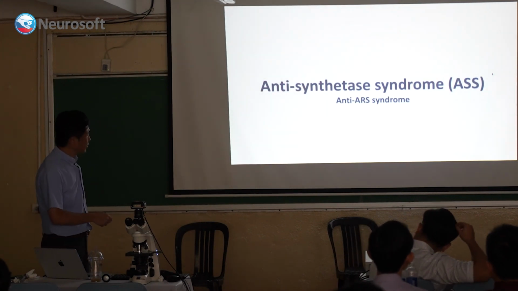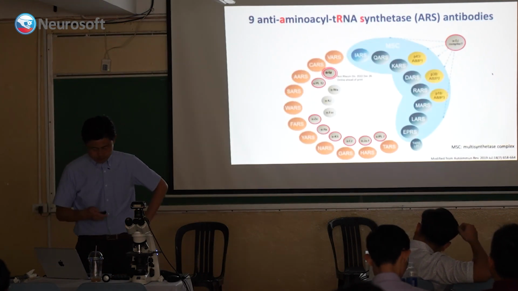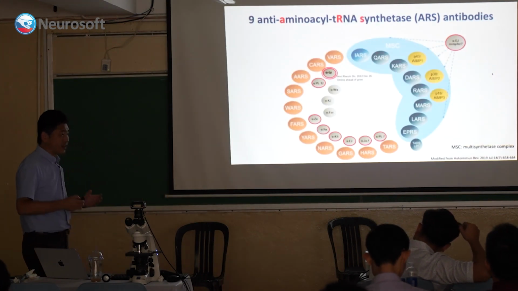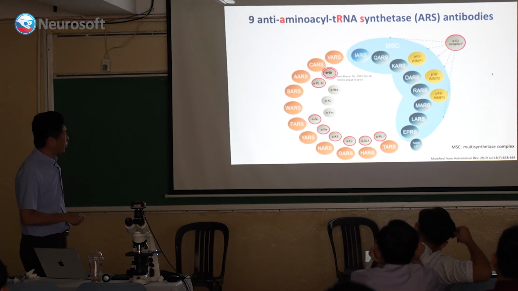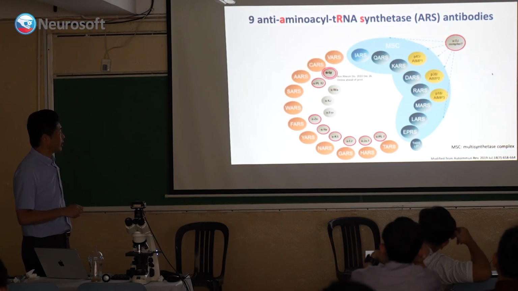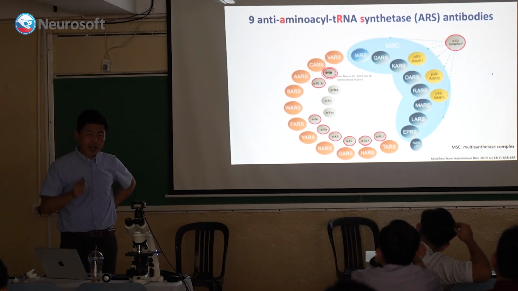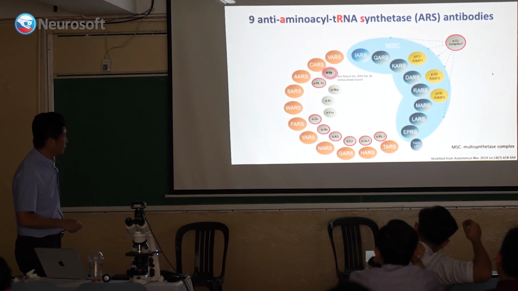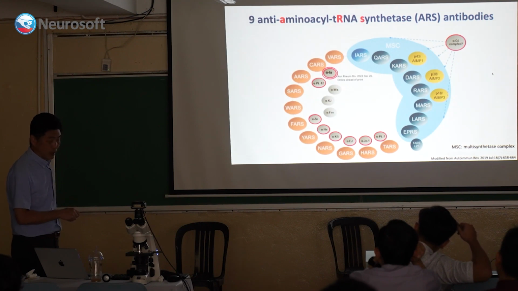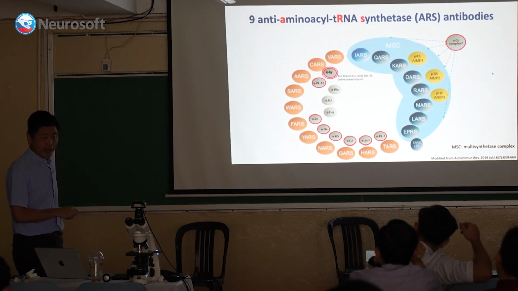So anti-synthetase syndrome. Anti-synthetase syndrome is defined as myositis who has positive anti-ARS, anti-amino acid tRNA synthetase antibodies. There are 9 antibodies so far identified, including JO1 and PL7, EJ, and so on. And the most recently identified was anti-LY antibodies.